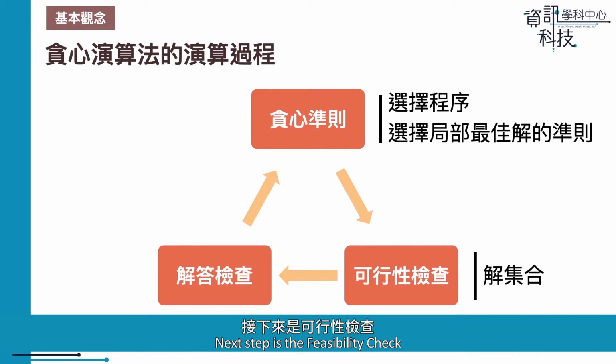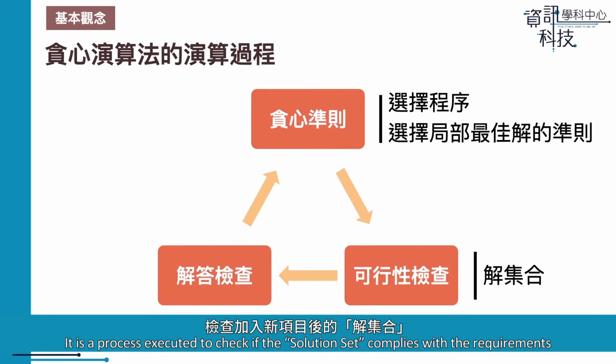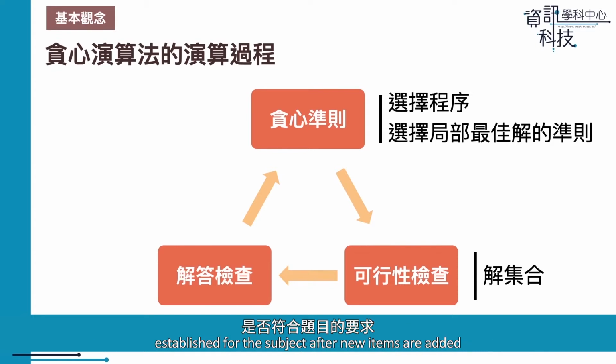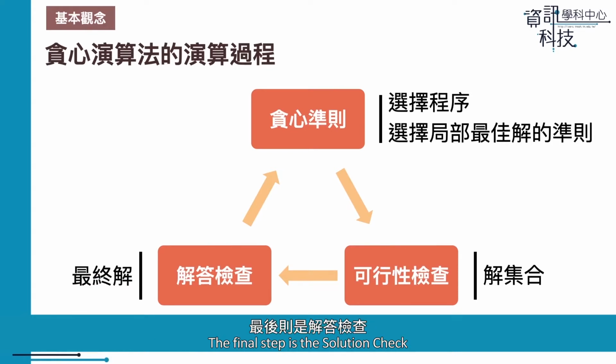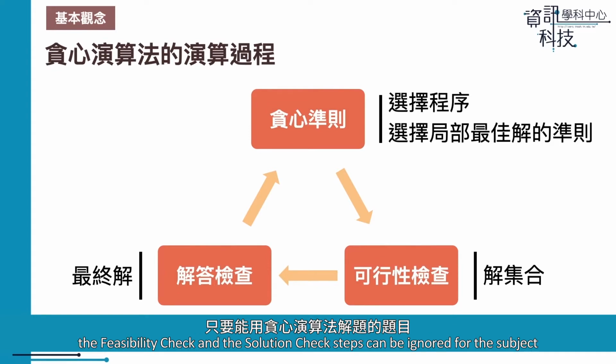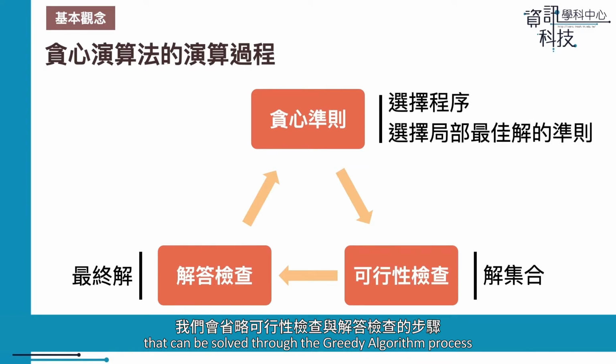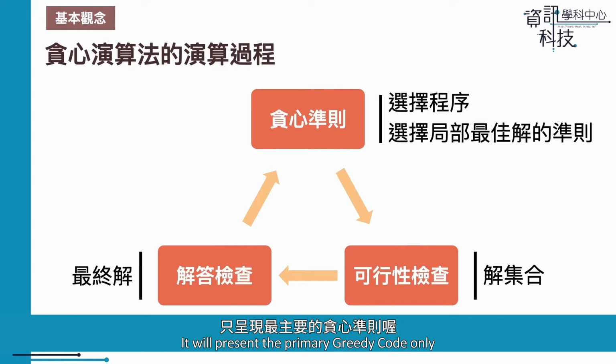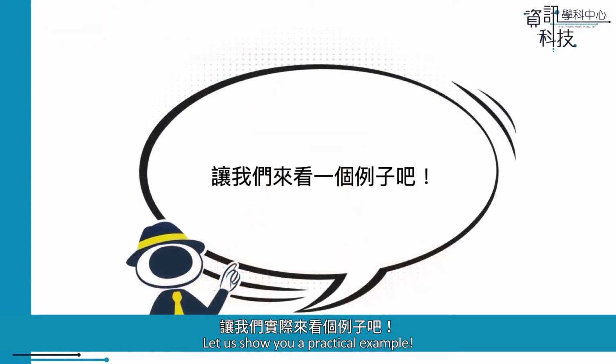Next step is the feasibility check. It is a process executed to check if the solution set complies with the requirements established for the subject after new items are added. The final step is the solution check. In this step, the newly created solution set will be checked to see if it is the final solution for this problem. In the following examples, we will show you that the feasibility check and the solution check steps can be ignored for the subject that can be solved through the greedy algorithm process. It will present the primary greedy code only. Let us show you a practical example.